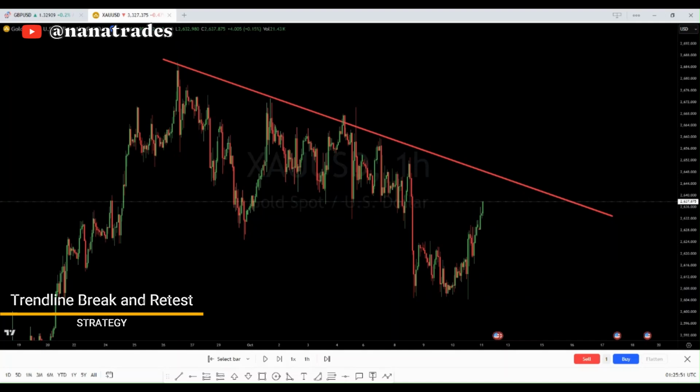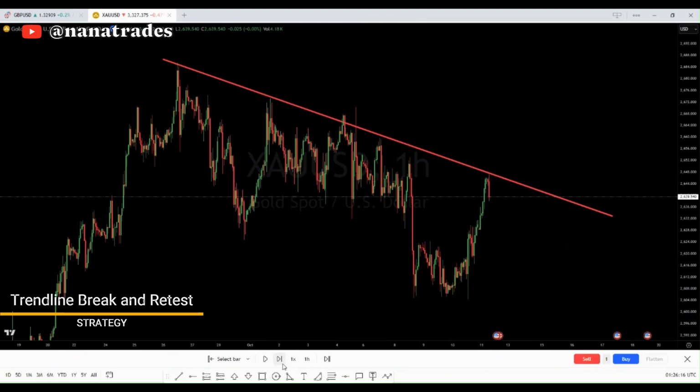So here is another good example of a trend line break and retest. So you can clearly see that this trend line has been tested a couple of times. So let's say price came to this level, dropped, came back to this level again, dropped, then came back to the same trend line, this slope, right? And it keeps dropping.